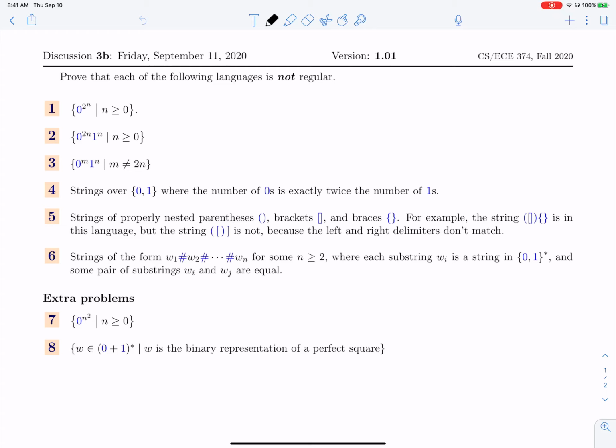Hello everyone. I will start to talk about how to solve problem 2. For this kind of problem, we need to prove that the language is not regular. When we want to prove a language is not regular, what do we need to do?